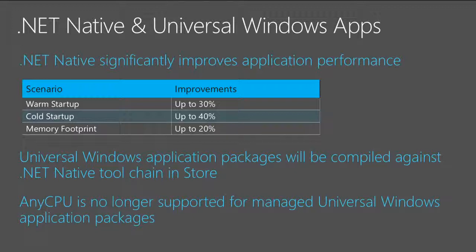Any CPU is no longer supported for managed languages because of Project N. When you submit an application to the store, you have to build x86, x64, ARM versions of that package. But that'll be MSIL. You don't have native. What the store does is once it takes those packages, it runs the .NET Native toolchain in the cloud, compiles it down, creates a new .NET Native package, and pushes that down to customer machines.